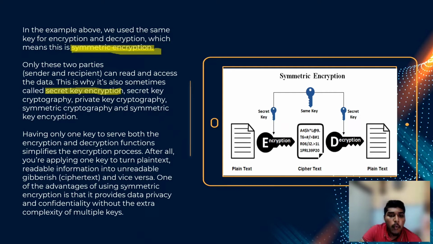Having only one key to serve both the encryption and decryption function simplifies the encryption process. After all, you are applying one key to turn plain text, readable information, into unreadable gibberish, which means ciphertext, and vice versa. One of the advantages of using symmetric encryption is that it provides data privacy and confidentiality without the extra complexity of multiple keys. So it makes things easier.